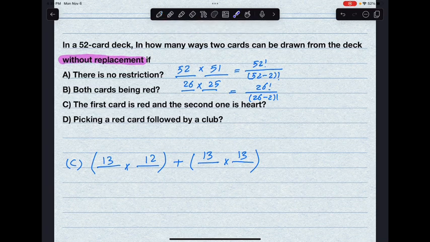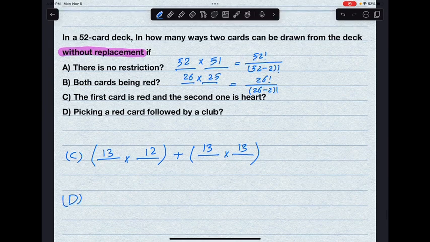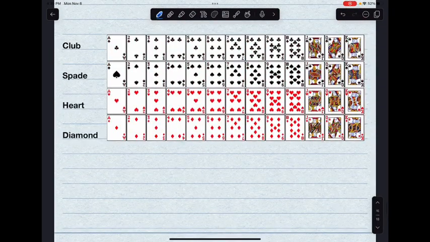What about part D? It says picking a red card followed by a club. Picking a red card followed by a red card. So part D. The first one is red. The second one is club. So club is, you can see it's black.